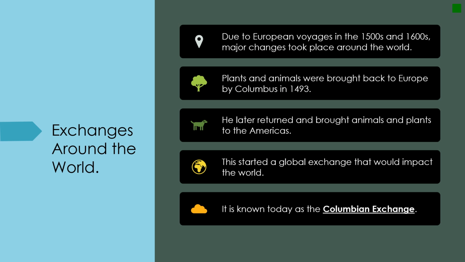So, exchanges around the world. Due to European voyages in the 1500s and the 1600s, major changes took place around the world. Plants and animals were brought back to Europe by Columbus in 1493. When he later returned to the New World, he brought animals and plants from Europe to the Americas that Native Americans and other groups had never seen either. This is going to start a global exchange that's going to impact the world, and we know it today as the Columbian Exchange.